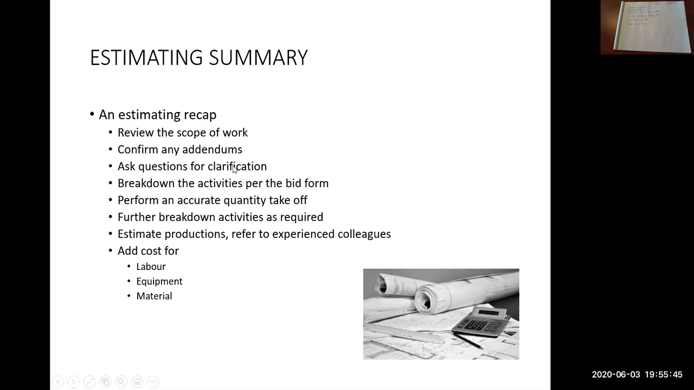Ask questions for clarification. So during the bidding process or the estimating process, if things aren't clear to you in the drawings or the specs, maybe there's something missing, maybe a drawing conflicts with a spec, or drawing structural conflicts with the civil drawings. If you have any questions, ask the engineer, get clarification. That's also what addendums are for, is for answering questions.